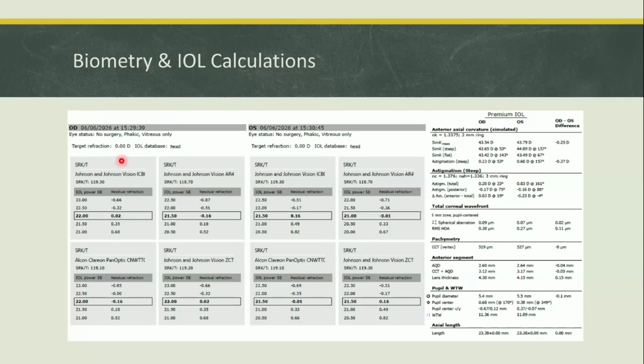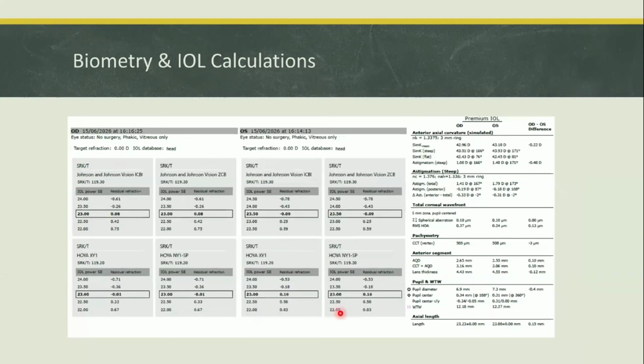For pediatric cases, we can change the target refraction and calculate accordingly. This patient doesn't have much cylindrical power, so we can go for monofocal lenses, multifocal lenses, or extended depth of focus lenses without any toric power.